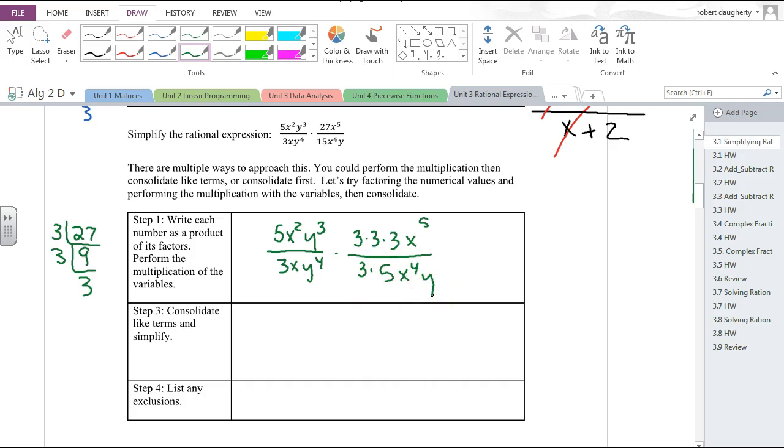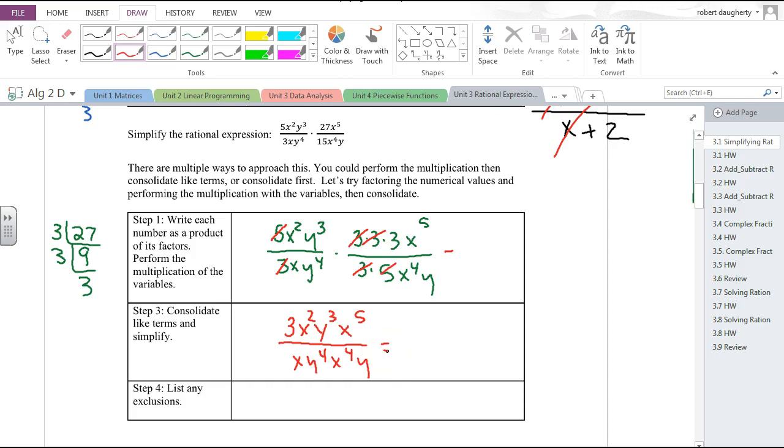Now to simplify things, what is 3 divided by 3? That is 1, right? 5 divided by 5, that's 1, okay? 3 divided by 3 over here, that's 1, okay? So what am I left with in the numbers? I'm left with a 3 in the numerator, okay? And then I've got x squared, y cubed, x to the 5th, over x, y to the 4th, x to the 4th y.